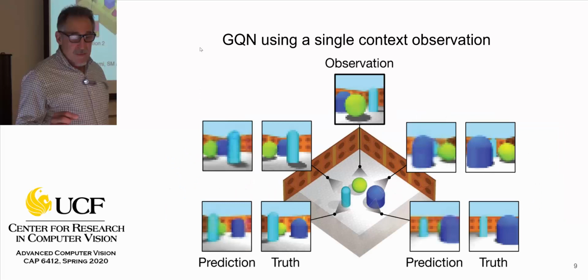So here are some good example results from the GQN. As we can see, after training, we took a single observation, and we were able to predict multiple views from that single observation that are relatively close to ground truth. Of note is that the single observation does have all three objects in it, or else some of these other views wouldn't be possible.